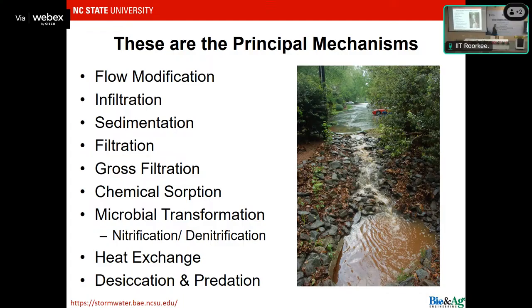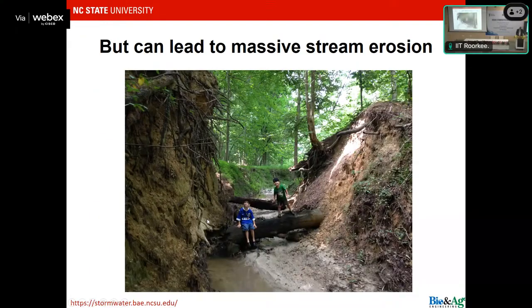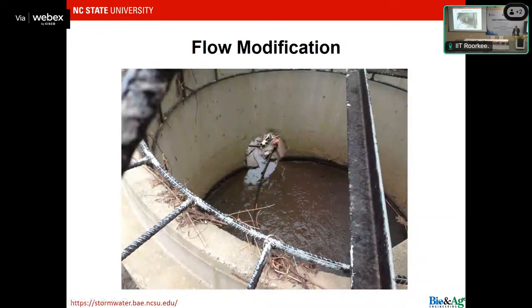And then thermal pollution. I'm not sure how important thermal pollution is here, but if you were to head up towards the Himalayas where the water is cold and doesn't want to get warm, then you can do that. And then desiccation and predation is how you kill pathogens. So let's go ahead and talk about flow modification. When we design practices like ponds and wetlands and dry basins, we put holes in the outlet structure. You know what those holes are called?